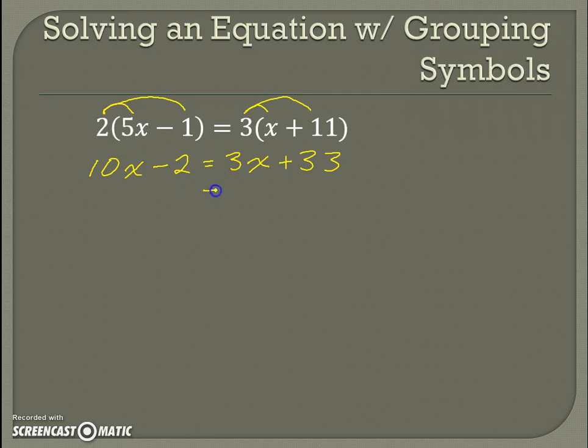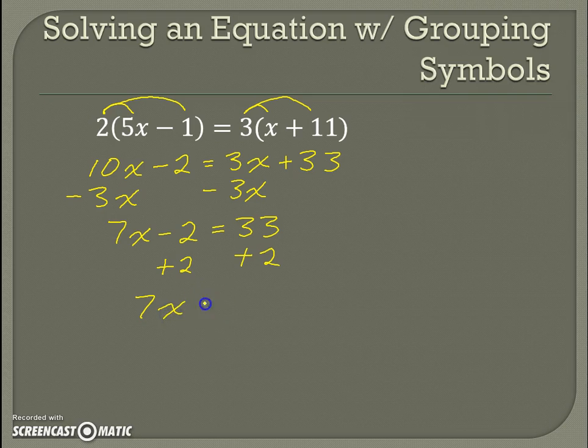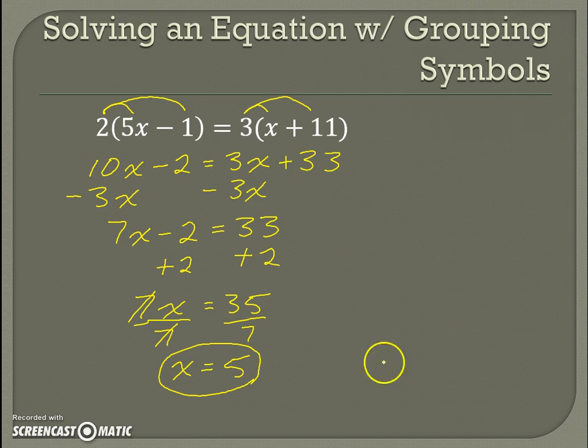Now we have the equation that looks like what we were just looking at a moment ago. So I subtract 3x from both sides, and I get 7x minus 2 equals 33. Add 2. 7x equals 35. Divide by 7. X equals 5. All right, I'm not going to go through the check on this, but I encourage you to do that over here in this space, just so that you get into the habit of doing that.